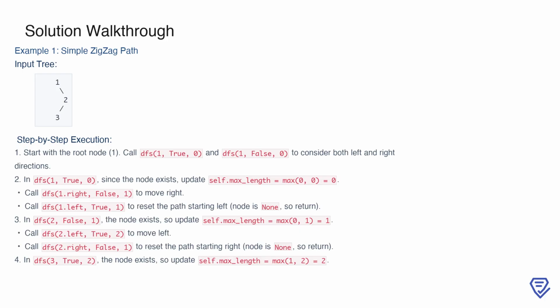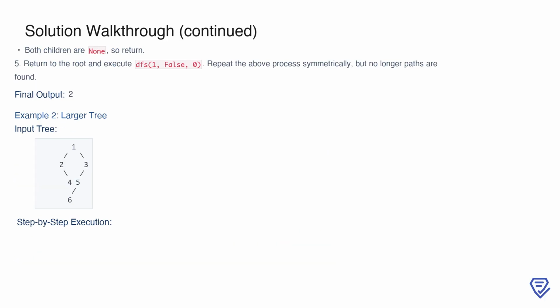The recursive calls ensure that all possible zigzag paths originating from node 1 are explored, updating the maximum length along the way. After completing the exploration starting with the assumption of a leftward path, we return to the root and repeat a similar process, this time assuming the path starts rightward with DFS(1, false, 0). However, this symmetrical exploration does not yield any longer paths.